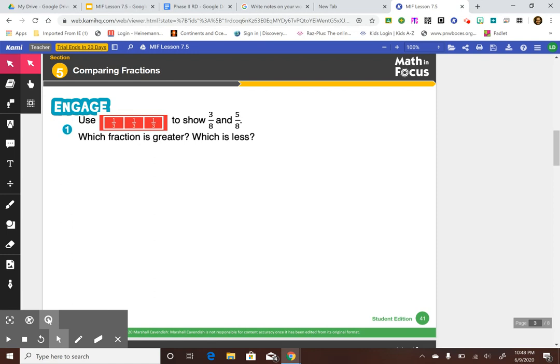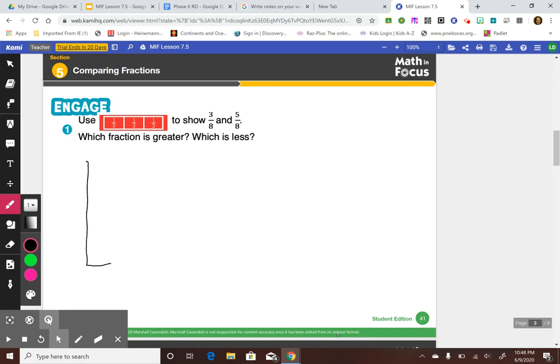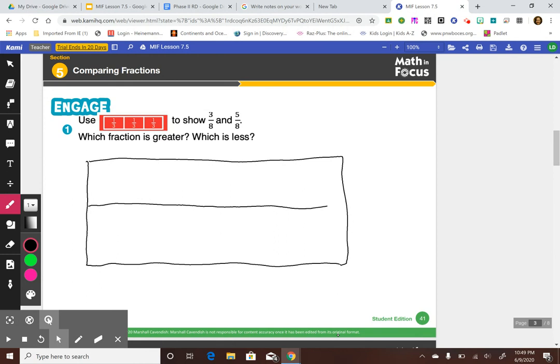You can use fraction strips to show 3/8 and 5/8. Which fraction is greater, which is less? Let me show you an easy way to model this. Now, we have two fractions that we want to show: 3/8 and 5/8. If you draw one really big rectangle, like I'm doing here, and divide it into two totally equal size rectangles, you can show 3/8 and also 5/8.